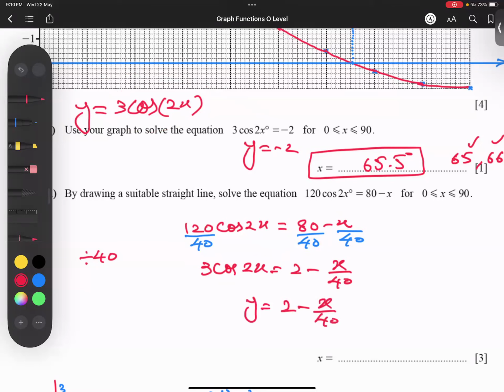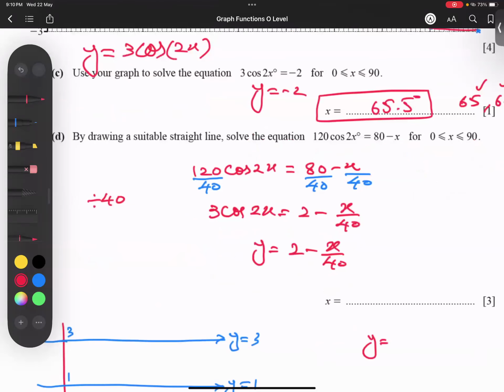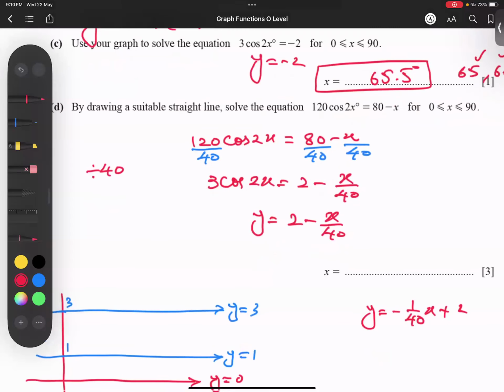And sometimes we say, write down the equation of the line. This is the equation of the line. You can ask me, what is the equation of the line, sir? y is equal to -1 over 40 times x plus 2. Hold on. y is equal to mx plus c. This is the c value. This is the gradient value. So you see, it turns out to be the equation of a straight line.